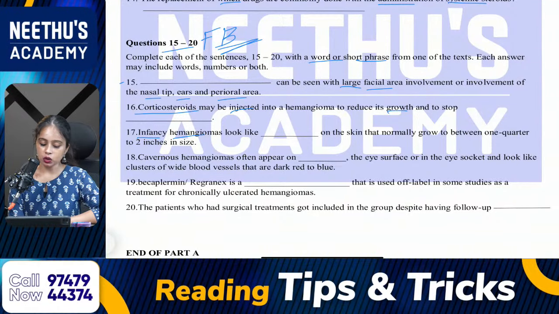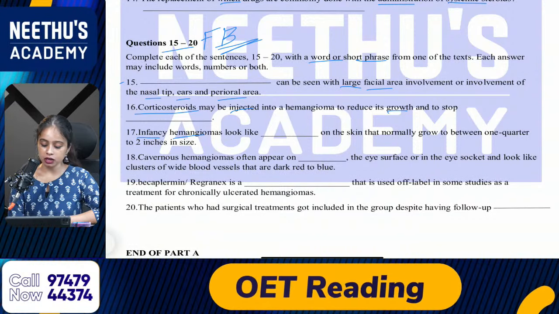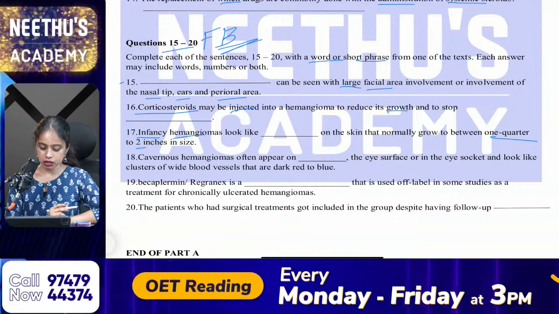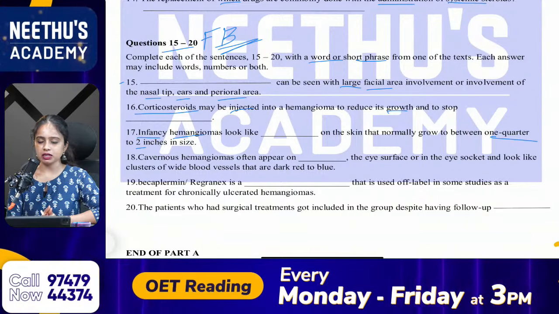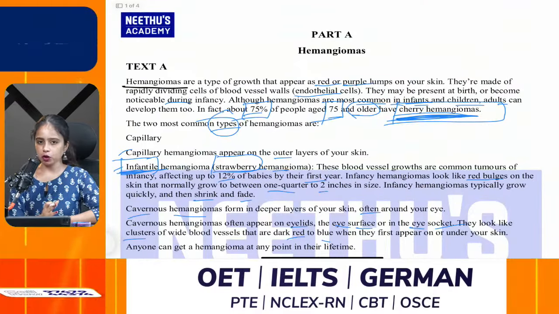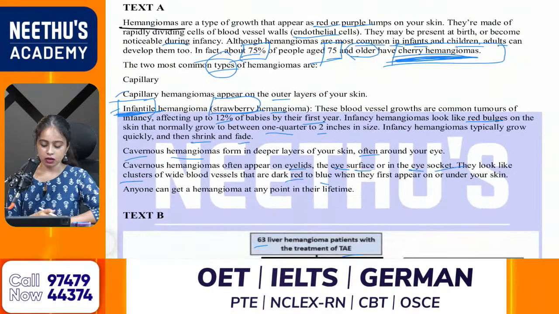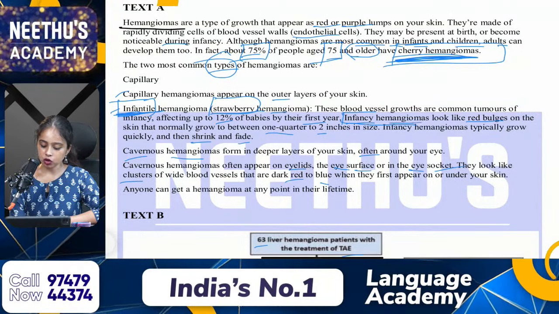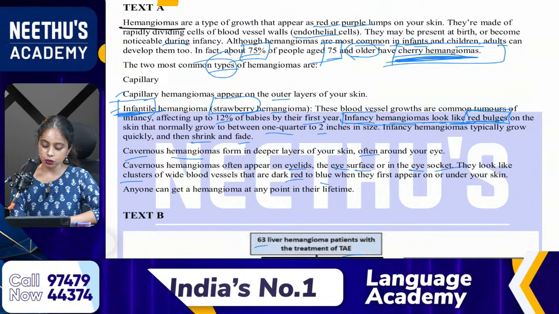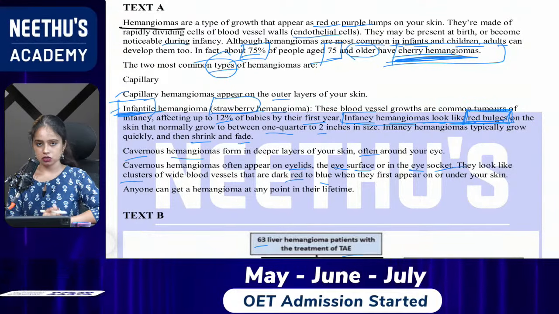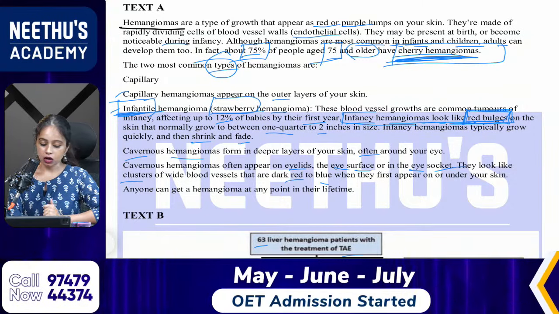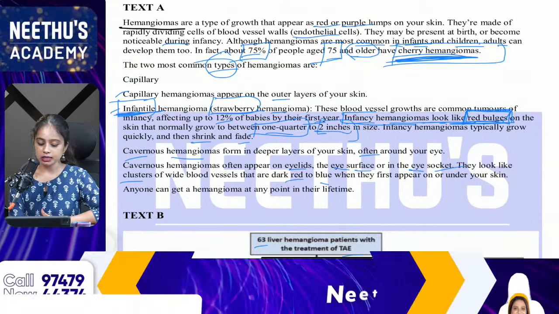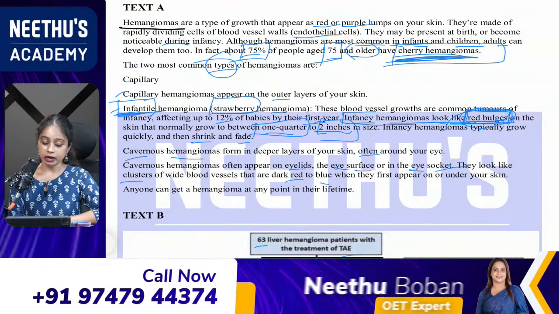Then the very next question, 17th: infantile hemangiomas look like dash on the skin that normally grow to between 1/4 to 2 inches in size. So what is the answer? Infancy hemangioma, a type of hemangioma, so that is from text A. What is the missing word there? It is from the second line: infancy hemangiomas look like red bulges. So the answer should be red bulges. That is the missing word. On the skin that normally grow to between 1/4 to 2 inches in size, those are the other keywords. So the answer should be red bulges.